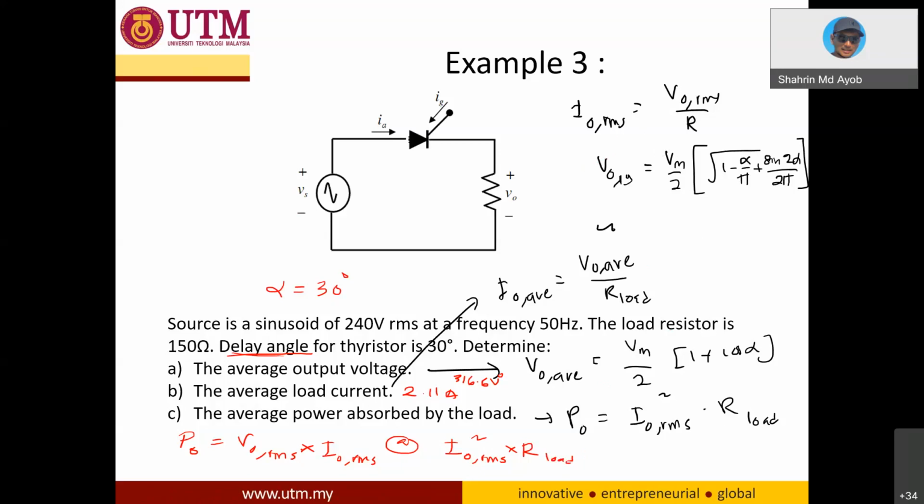Is that for the power? 384. Can I hear you, Sam? 384, yeah, the power. Which equation do you use, the second or the first one? Both is 384. So can you share with us your V out RMS?